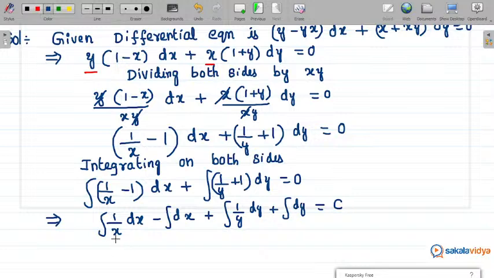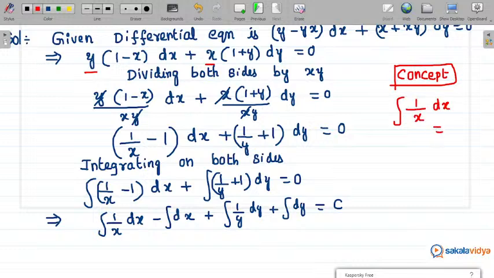See, integral of 1 upon x is the general form. You remember these concepts once again, they are very important. Once again I emphasize this one. Integral of 1 upon x dx: the derivative of logarithm is 1 by x, so integral of 1 by x is log mod x plus constant of integration. Similarly integral of dx is x plus c. Using these two concepts, this integration can be done.